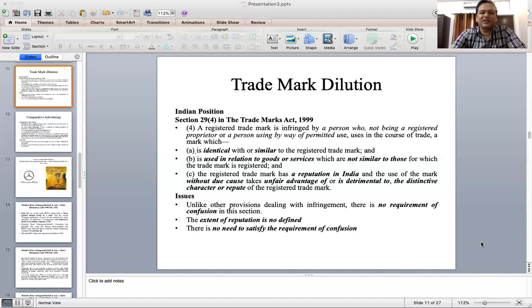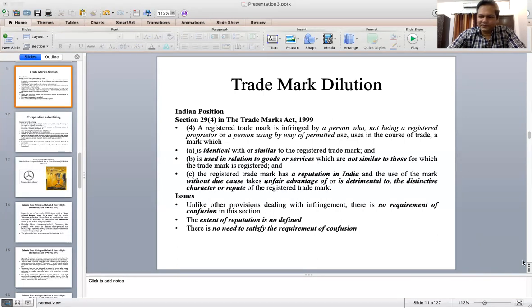So there are certain issues. Unlike some other provisions which deal with infringement, there is no requirement of confusion in this section, which I have already dealt with. The second thing is that the extent of reputation is not defined. How can you assess whether it is reputed or not? No parameter has been set under this act. The third thing is that there is no need to satisfy the requirement of confusion. So all these three things are there; you need not satisfy the confusion angle.